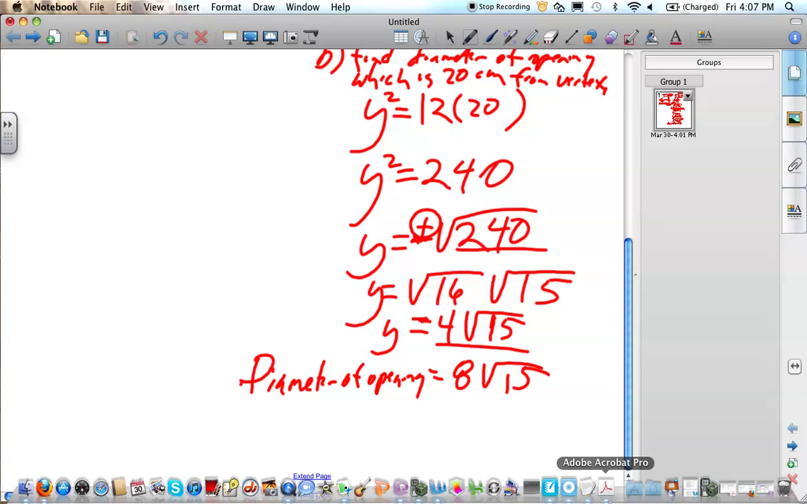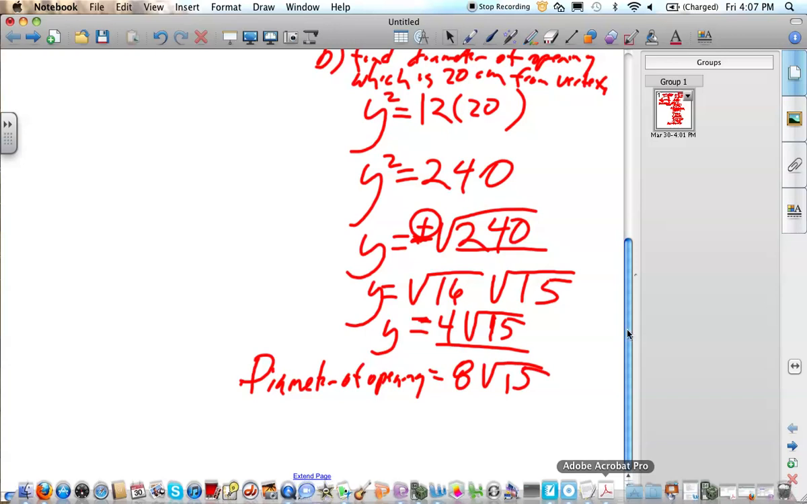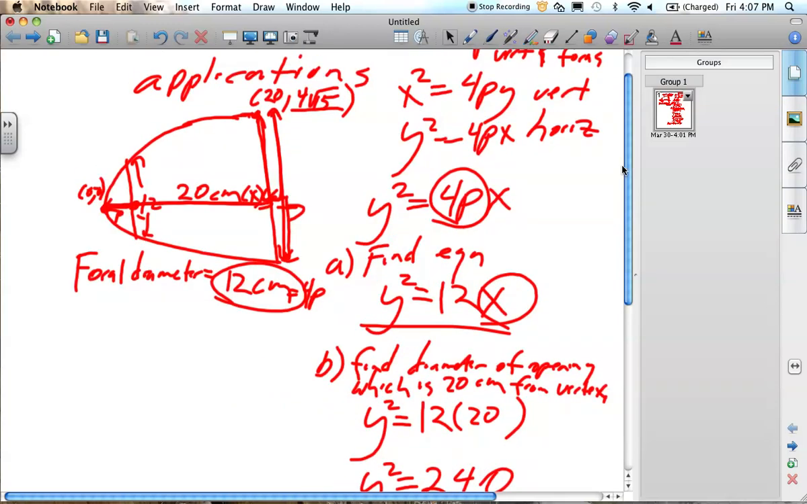And this is an example of what you're going to be doing with these problems. The important thing to remember is to sketch out your picture, get your focal diameter or your focus, whichever one you're given, find your equation, and then if you're given a length, plug into the appropriate place like X or Y and solve for the other.